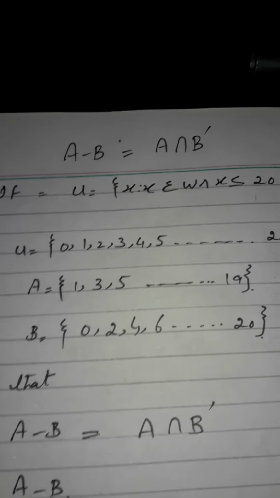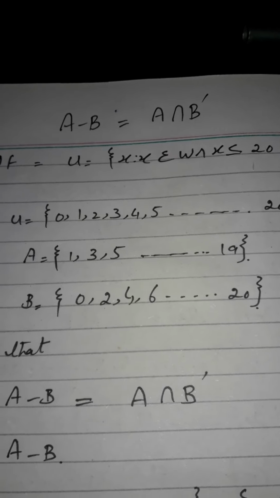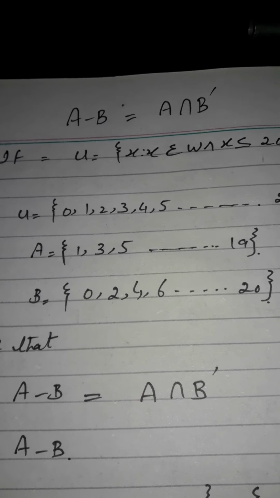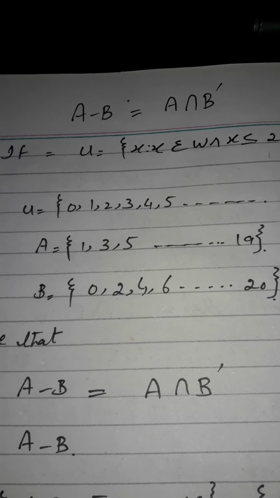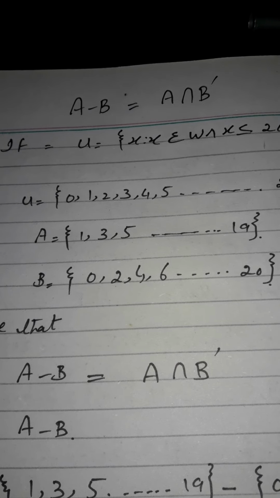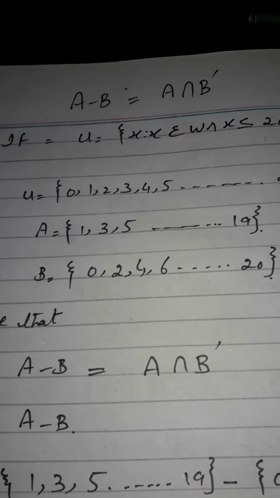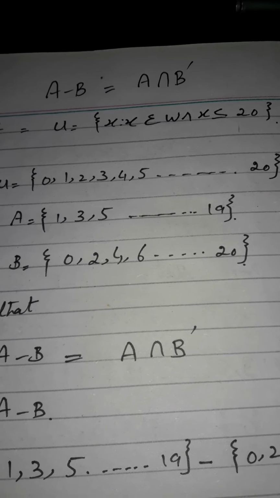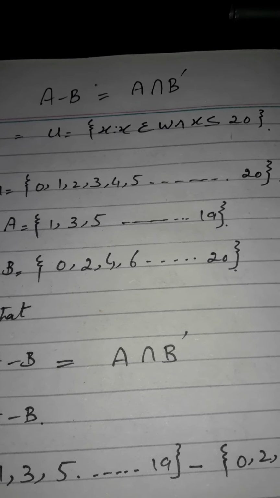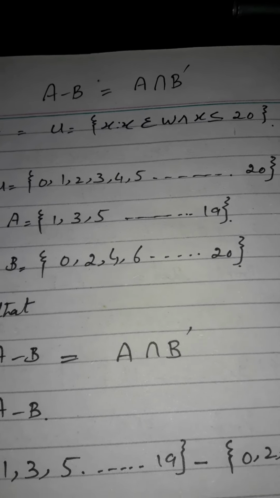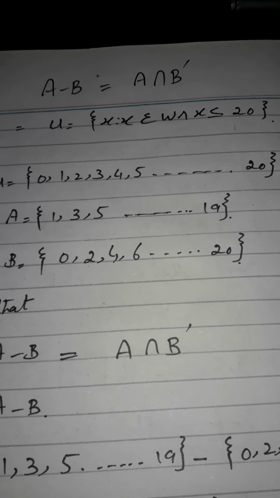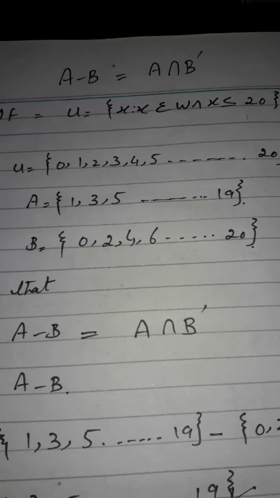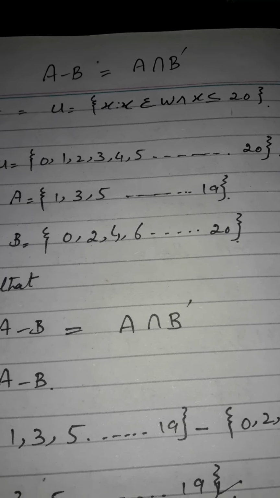Students, we should already know the concept of difference and the intersection. Now we will conclude that A minus B should be equal to A intersection B dash. Here the universal set is equal to {x : x is an element of W}, where W stands for whole numbers and x is less than or equal to 20. If we write this set in tabular form, it is 0, 1, 2, 3, 4 till 20.